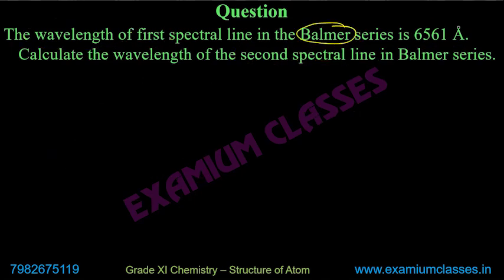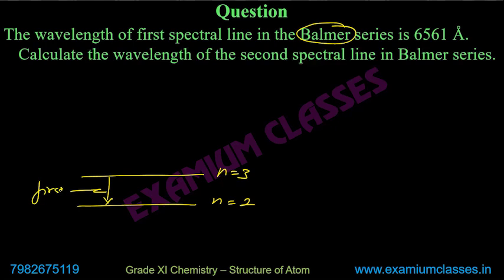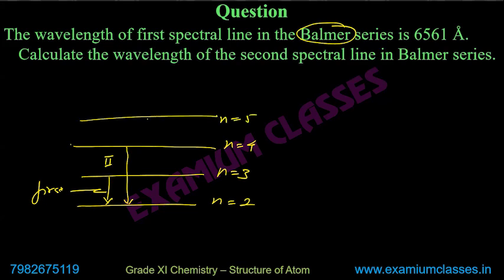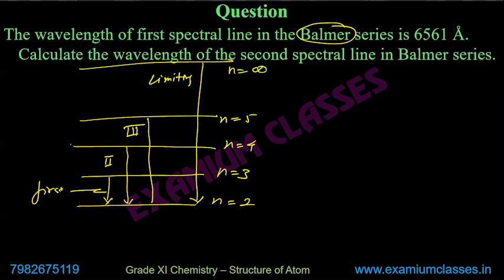So for the Balmer series, the base is n equals 2. All transitions will be on n equals 2. If the transition is from n equals 3, it will be the first line. If the transition is from n equals 4, it will be the second line. If from n equals 5, it will be the third line, and so on. If it is from n equals infinity, it will be the limiting line. Is that clear now? Yes, sir.